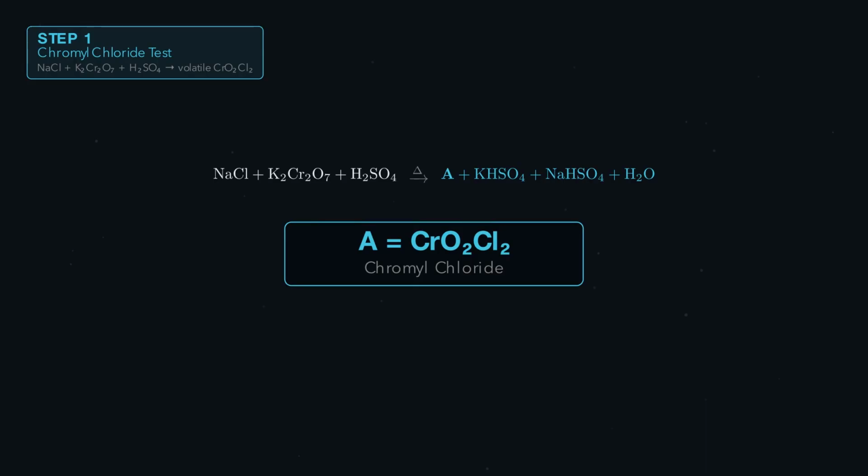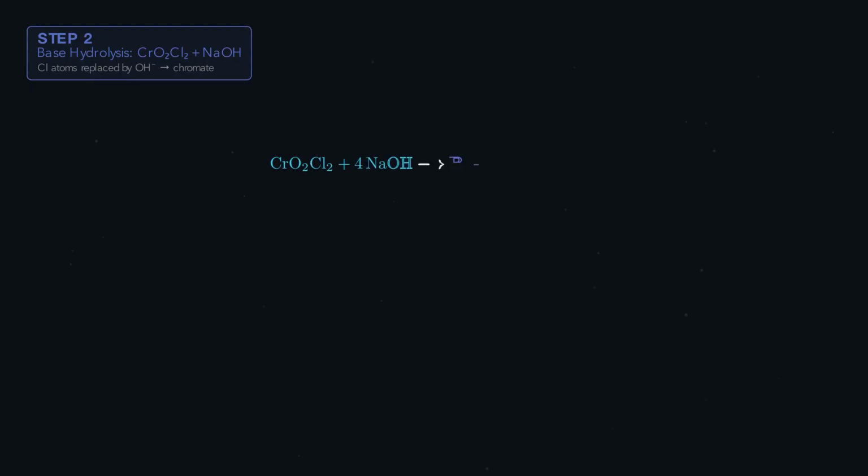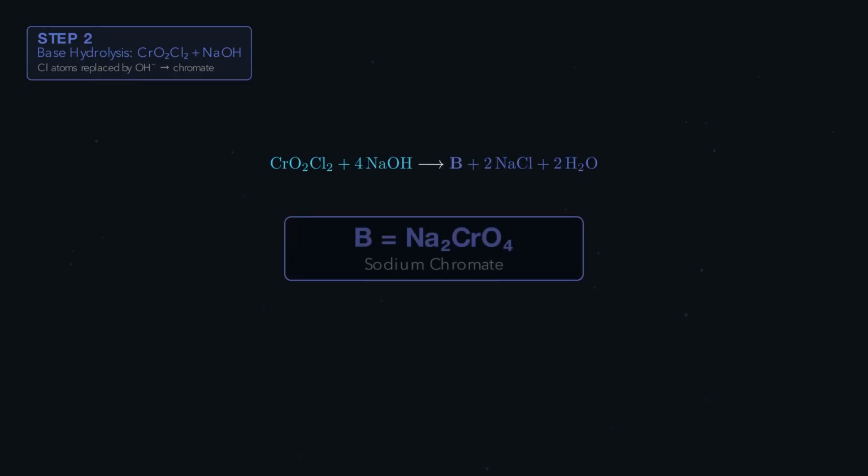When sodium chloride is heated with potassium dichromate and concentrated sulfuric acid, the chloride ions get incorporated into the chromate framework, producing chromyl chloride, a volatile, deep orange-red compound. This is product A. The sulfate salts and water on the right side confirm this perfectly.